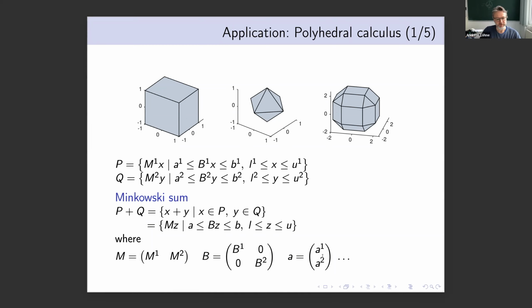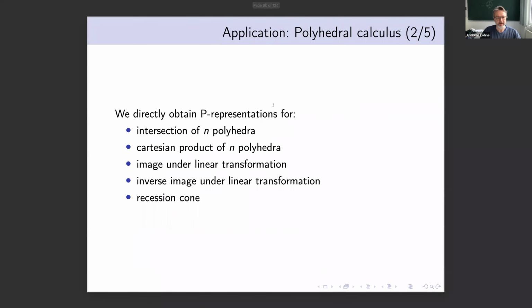So the actual work is to compute a V and an H representation from this P representation. That means the only thing we have to do is to solve a polyhedral projection problem. For instance, if we want to plot this polyhedron, we need to know the vertices and the inequalities. And with the same idea, we directly obtain P representations for intersection, Cartesian product, image under linear transformation, and inverse image under linear transformation, also a recession cone, and many others.